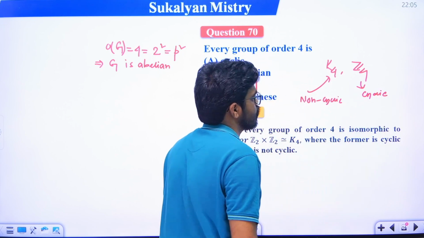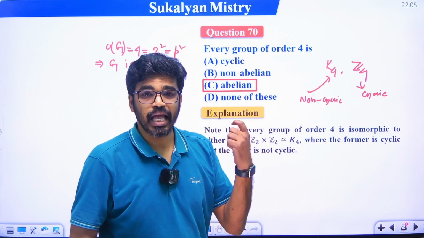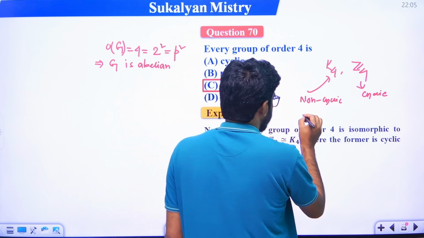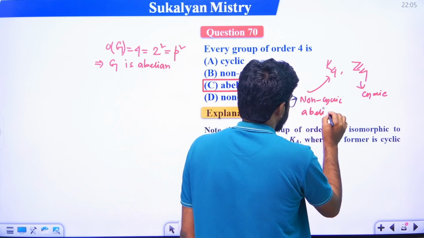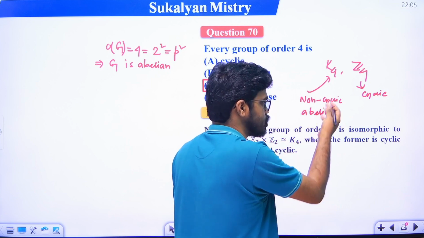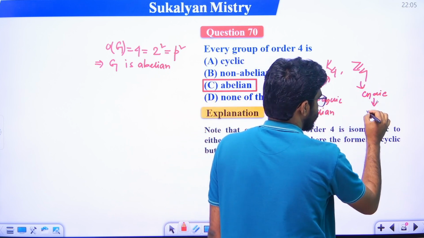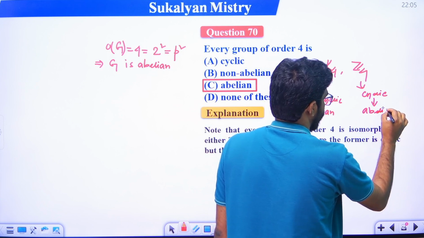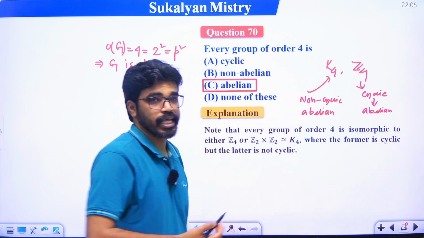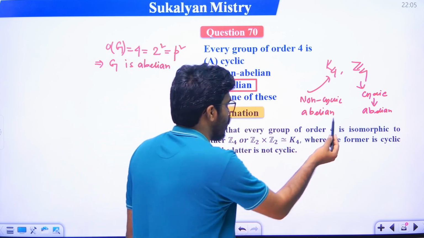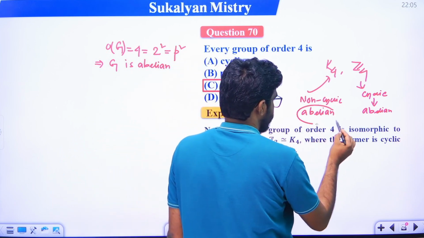Klein's 4 group is abelian, right? Klein's 4 group is abelian, but it is not cyclic. Z4 is cyclic, so cyclic implies abelian, so this is abelian also. So what we can say is, every group of order 4 must be abelian.